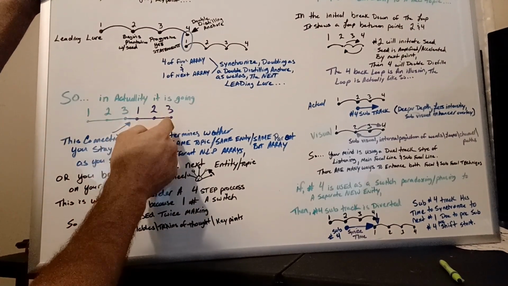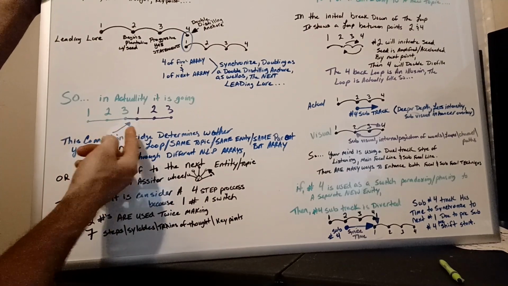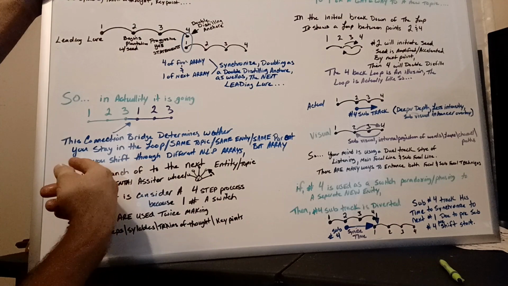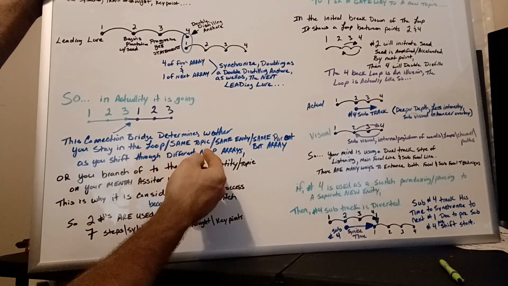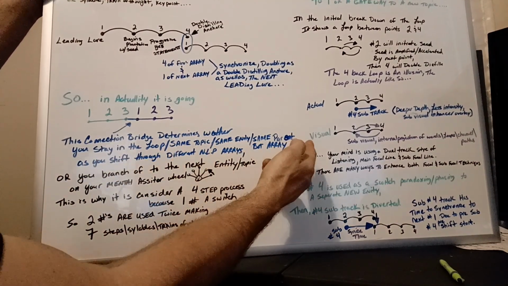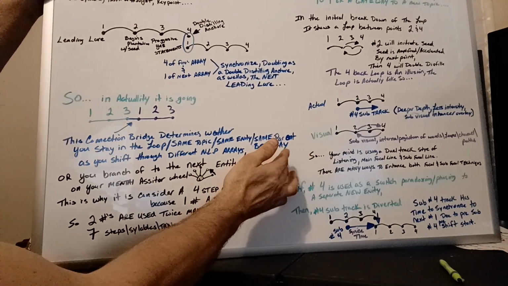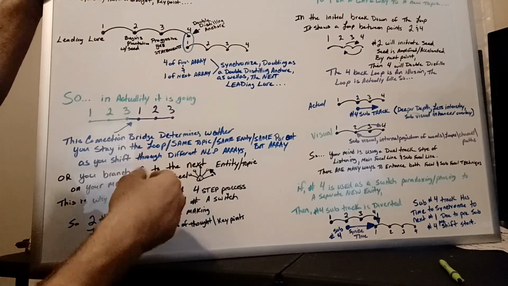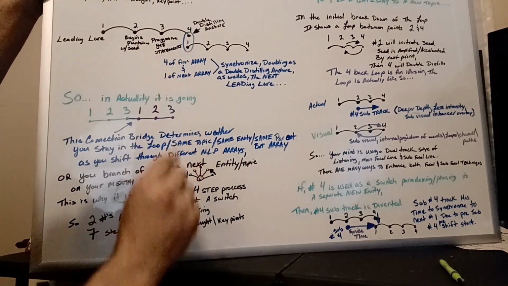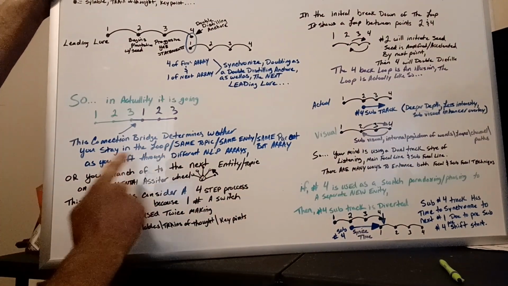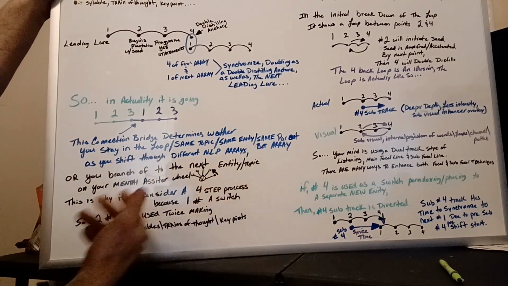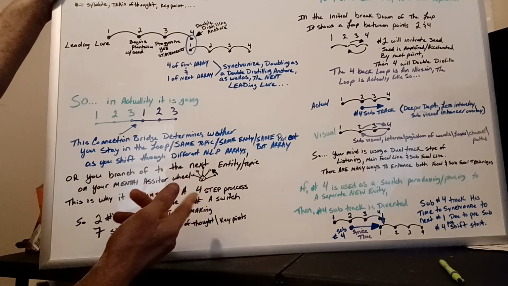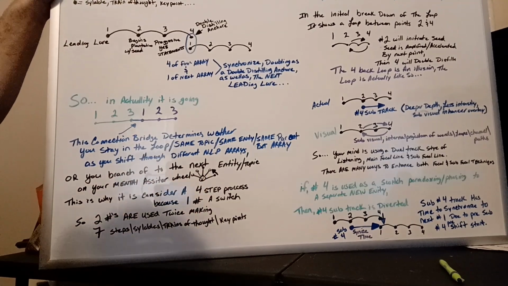So in actuality, it's going 1, 2, 3. There's your space, your connection bridge, determining whether you stay in the loop, the same topic, same entity, or same parent bot array. When I say parent bot array, it's the same bot array in that entity, because you could have multiple bots that make up one bot. All right, and as you shift through different arrays, or between the branch of the next entity topic or the mental assistant wheel.